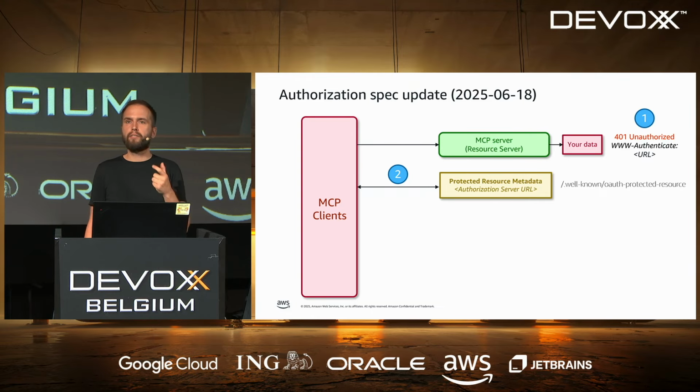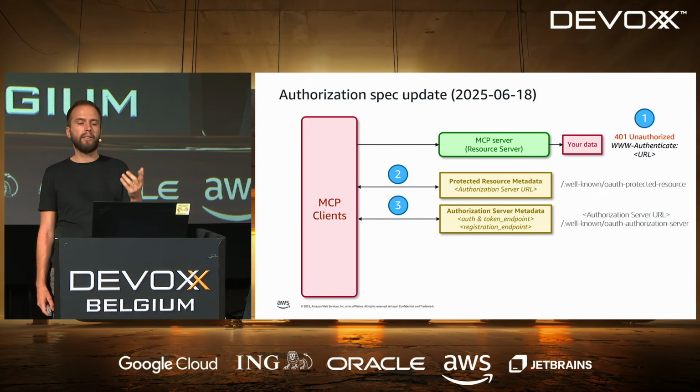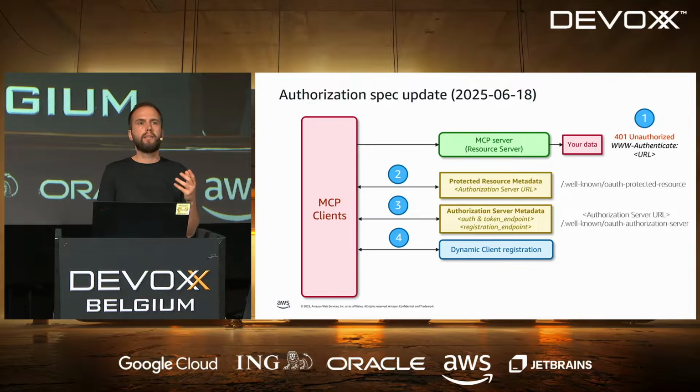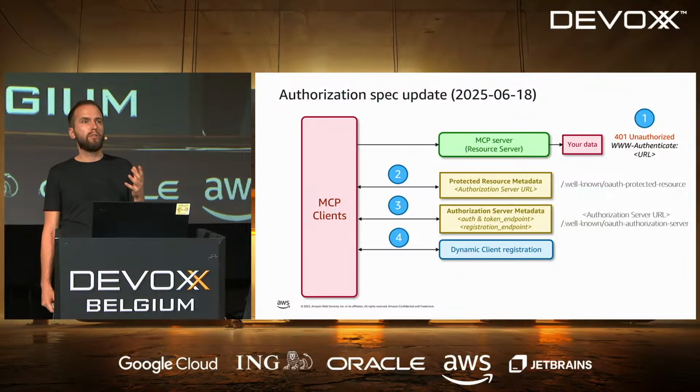Now, the next thing, after you have retrieved that URL, is that you get the authorization server metadata from the authorization server to be able to know about all the auth and the token endpoints. And this is hosted behind the well-known OAuth authorization server or OpenID configuration. And now with that information, the client can start the registration process.